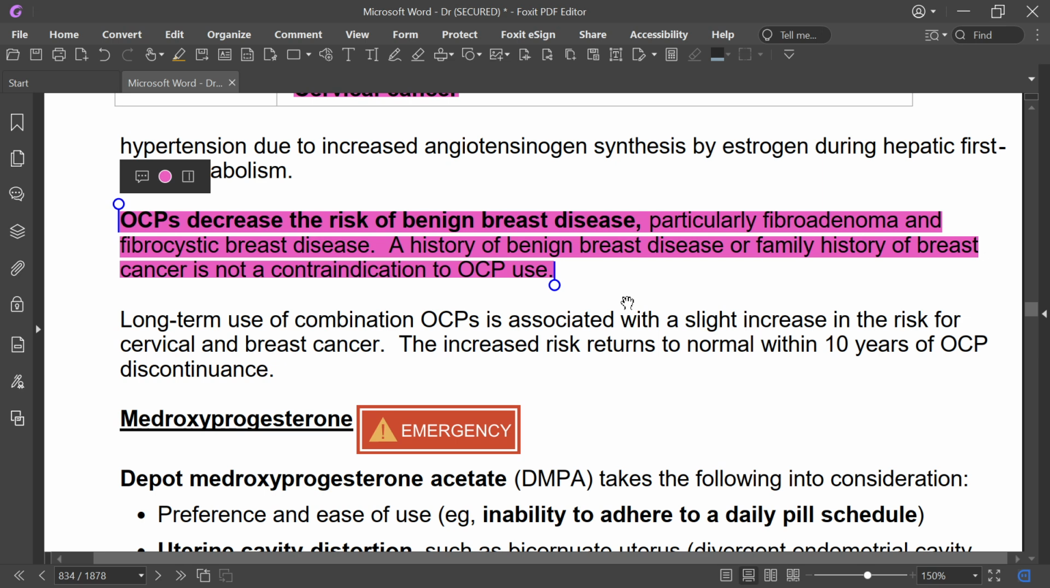But if you have active breast cancer, then you should not use it. Or if somebody in your family has active breast cancer, they cannot use OCPs. They can use other forms of contraception, like any forms of barrier, jelly, or T-tube.